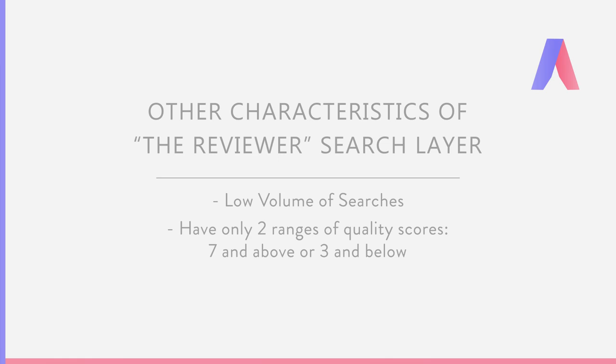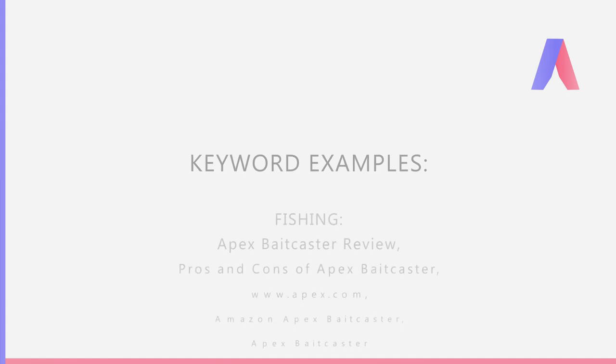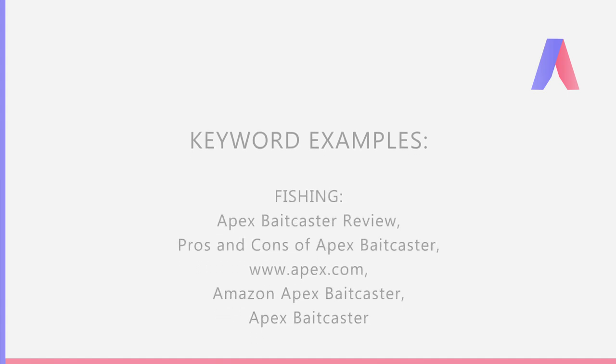And these people never go to page 2. They're not scrolling to page 2, because they really understand what they're looking for at this point. Here are some examples. In the fishing world, an Apex baitcaster review, the pros and cons of an Apex baitcaster. You can see they're typing in the website name. They might type in Amazon Apex baitcasters. These people really know what they're looking for.